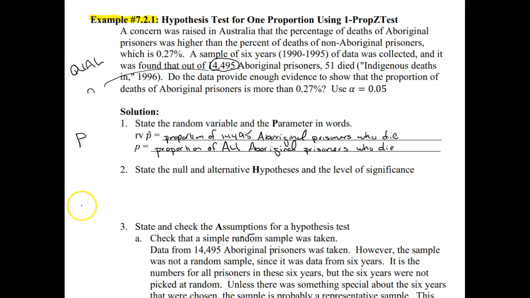All right, the next letter in PHANTOMS is H, which stands for hypotheses. So we're going to set up the null and alternative hypotheses. Qualitative data, so our parameter is P. And they're interested in if that proportion is more than 0.27%. So our alternative hypothesis here is that P is greater than 0.27%, which means our null hypothesis is that P is equal to 0.27%.